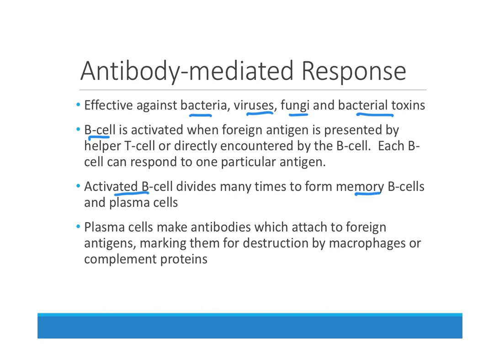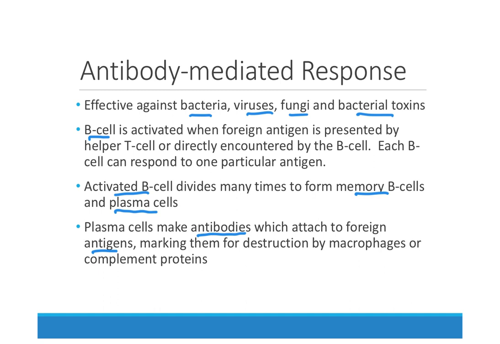Some of those will become memory B cells that will just hang out in your body, ready for the next time. And other ones become what's known as plasma cells. And plasma cells are the ones that make the antibodies. Antibodies are a protein, so it's not another cell, and they can attach to these antigens on the pathogen cell.